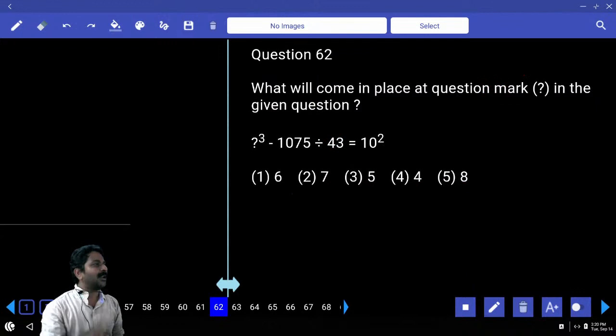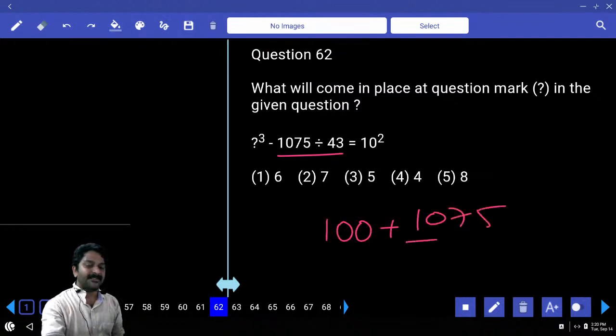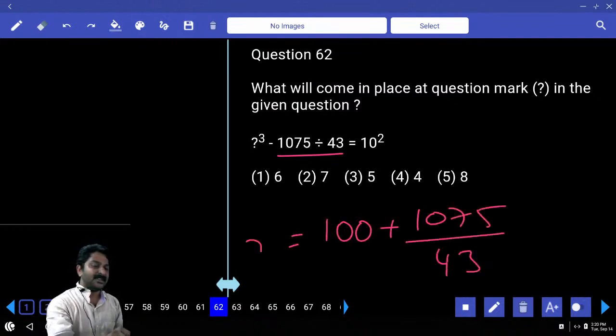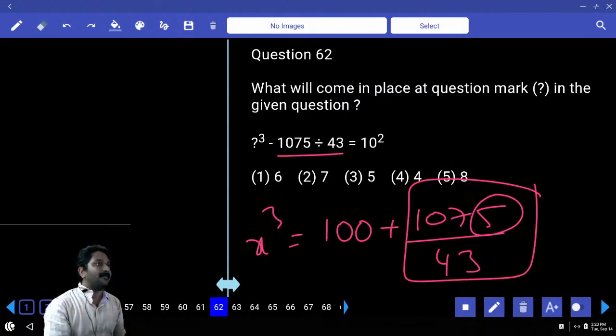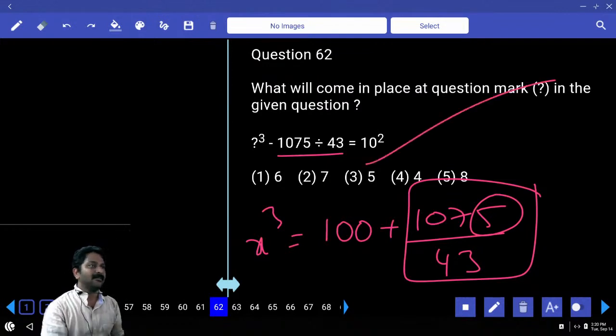When this value goes to right hand side, 100 plus 1075 divided by 43, this is x cube. Numerator ends with 5. That means it is a 5 multiple. In denominator we have 43. Last digit verification: this entire number ends with? Which cube ends with 5? Over. If you have 5, 15, 25, you need to get some other logic.